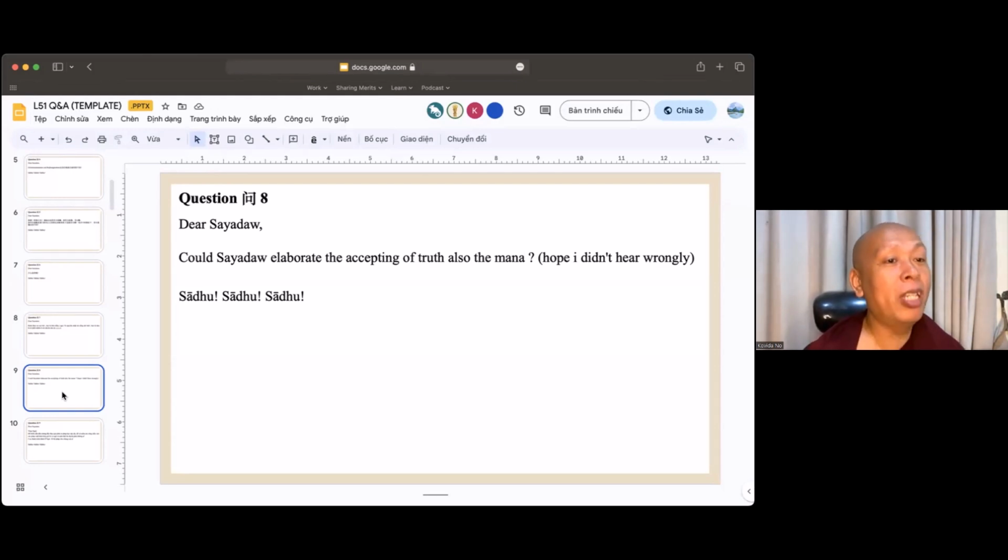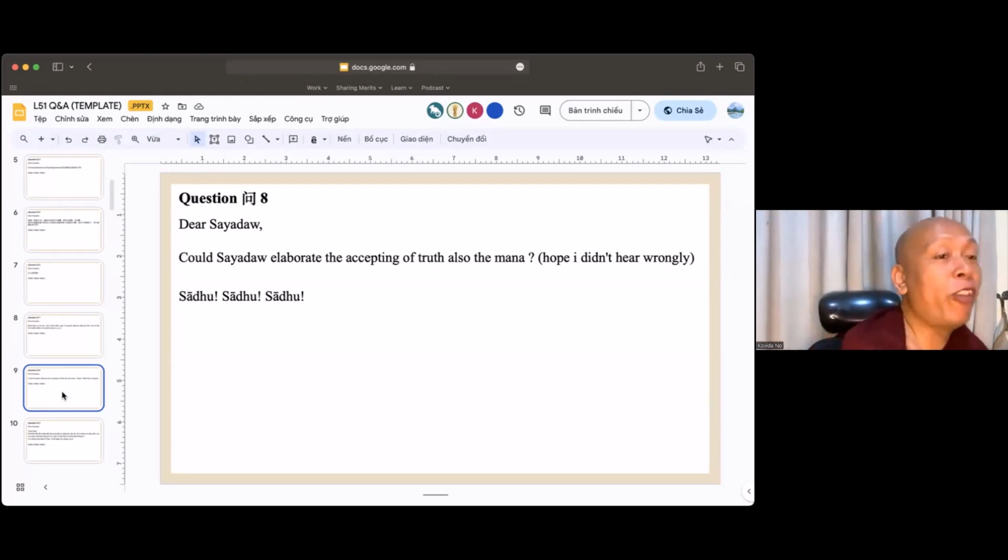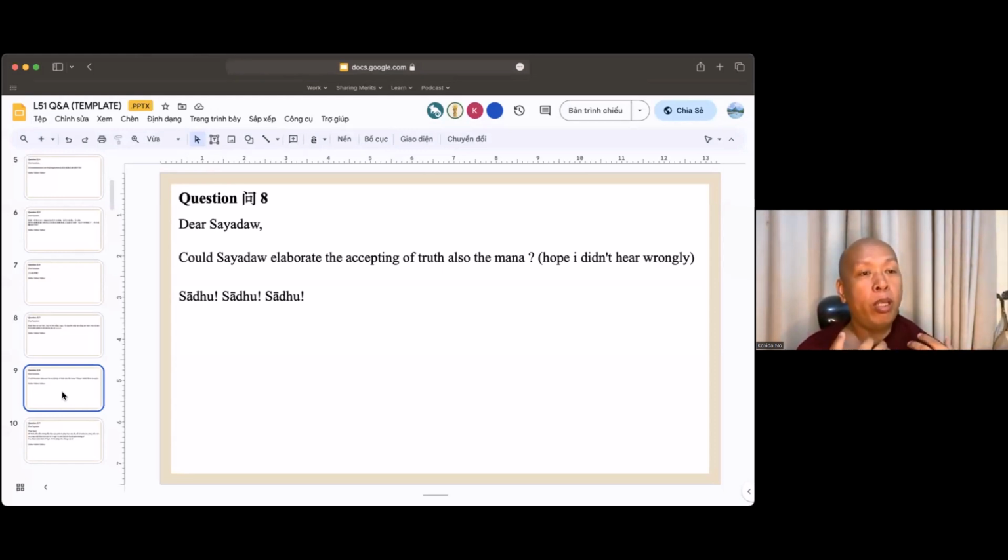Briefly, we may have mana, but if something is true, we still accept. That means we have mana, but not so strong. Flexible mana.